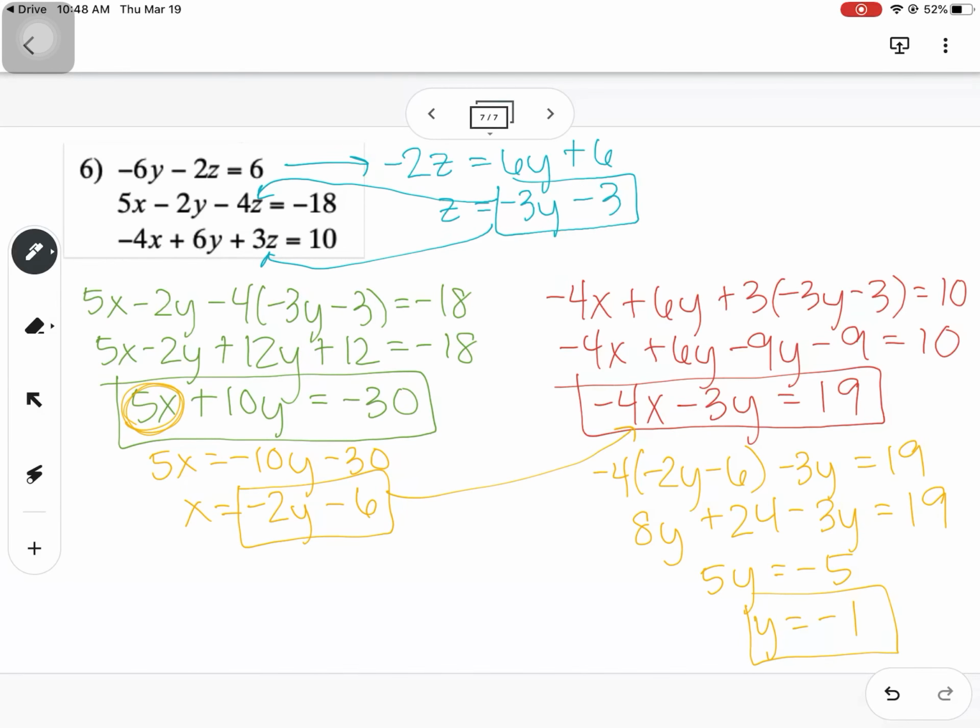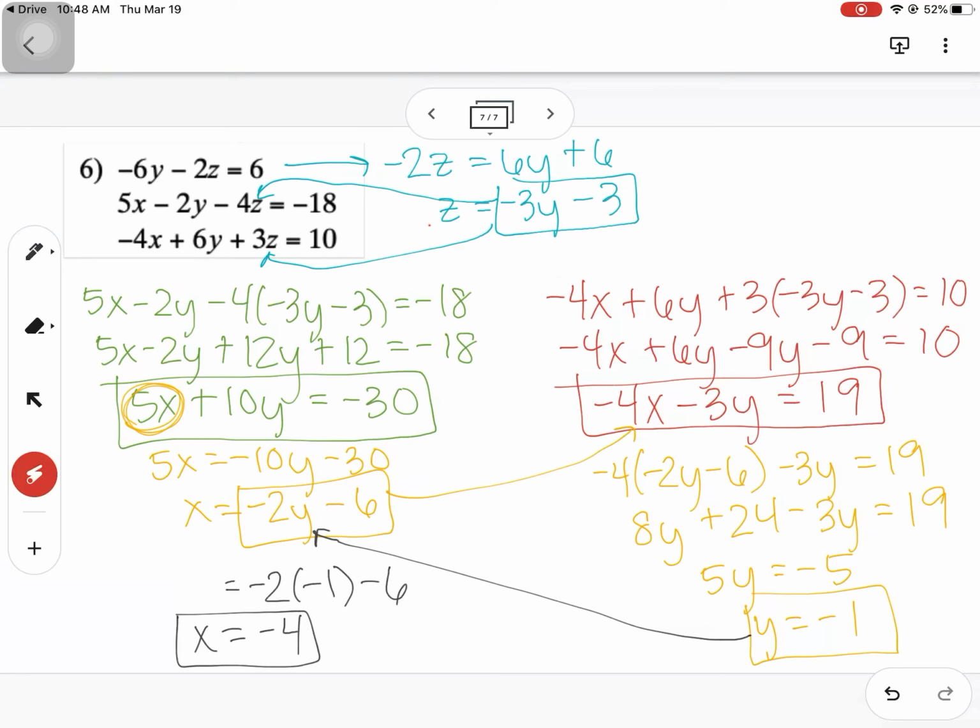Now I get to backtrack and start finding everything else. First thing I'm going to do is take this negative 1 and plug it back in to solve for x. I'm going to have negative 2 times negative 1 minus 6. Negative 2 times negative 1 is positive 2. 2 minus 6 tells me that x equals negative 4. And then I'm also going to go all the way up to the top.